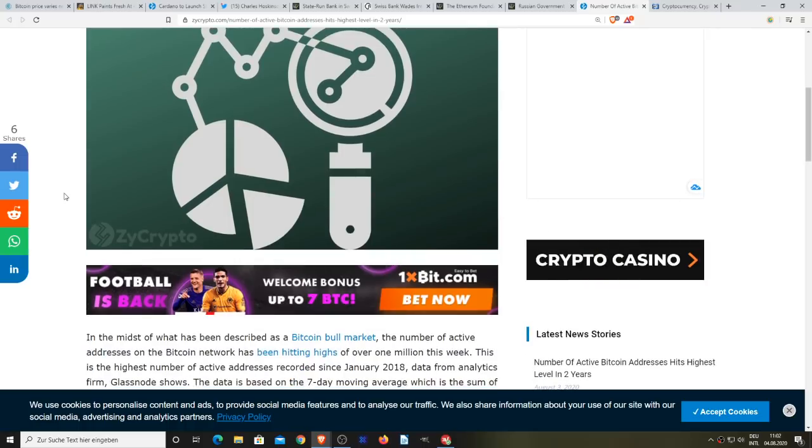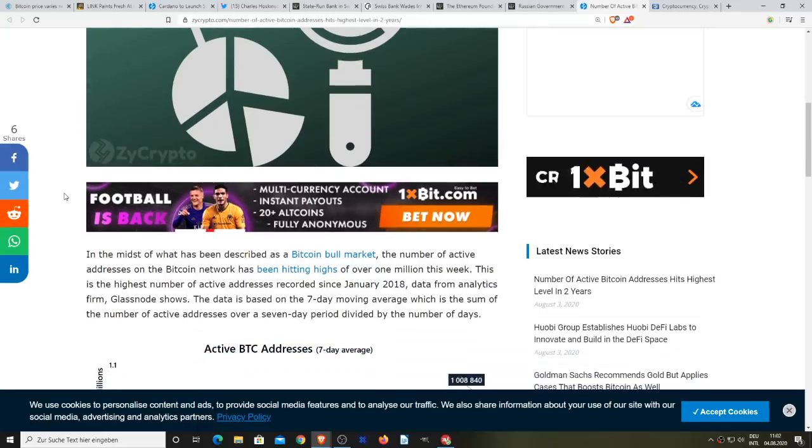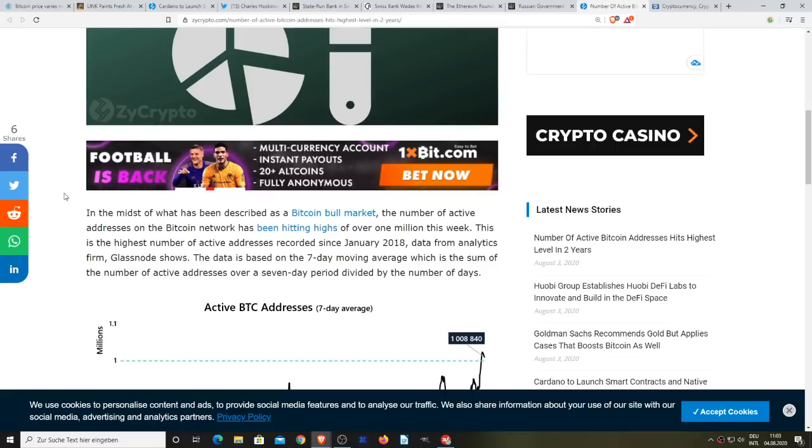In the midst of what became described as a Bitcoin bull market, the number of active addresses on the Bitcoin network has been hitting highs of over 1 million this week. This is the highest number of active addresses recorded since January 2018, data from analytics firm Glassnode has shown. The data is based on the 7-day moving average, which is the sum of the number of active addresses over a 7-day period, which kind of makes sense.